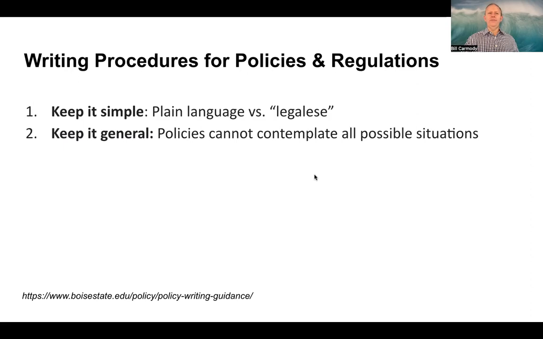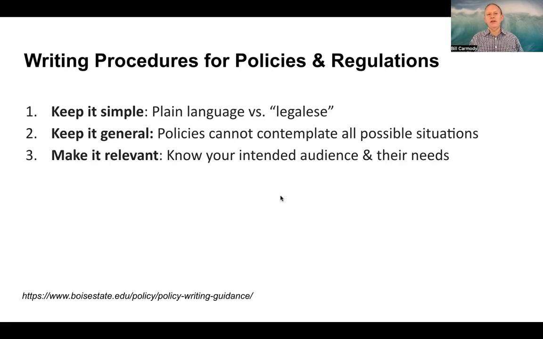Use plain language. Number two, keep it general. Policies cannot contemplate all possible situations. Oftentimes, when people get into the weeds on their policies and regulations, they're trying to predict every possible scenario. You can't do it. It's not possible. So instead, keep it general. Make policies and trust that your people are going to use their brains, because they're going to have an opportunity to see how this might apply in this situation or that situation. If they don't understand the policy, they're not going to adhere to it. So make sure it's simple and general, like, here's what we're looking for.